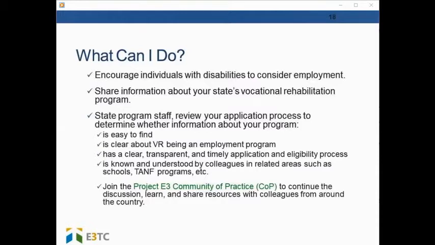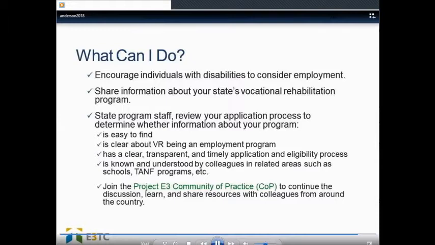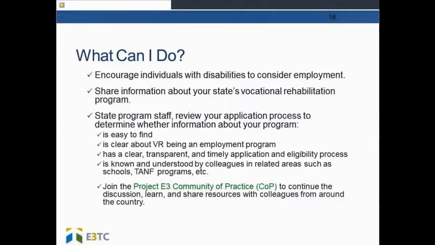And also, is our VR program known and understood by colleagues in related areas that also serve individuals with disabilities who may be living at or below the federal poverty level? Colleagues in our schools, TANF programs, etc. It's important for these folks to have a basic understanding of the public VR program and how to assist individuals in applying. So if you feel like colleagues in some of these programs are not familiar with VR, we encourage you to reach out and develop a basic presentation.